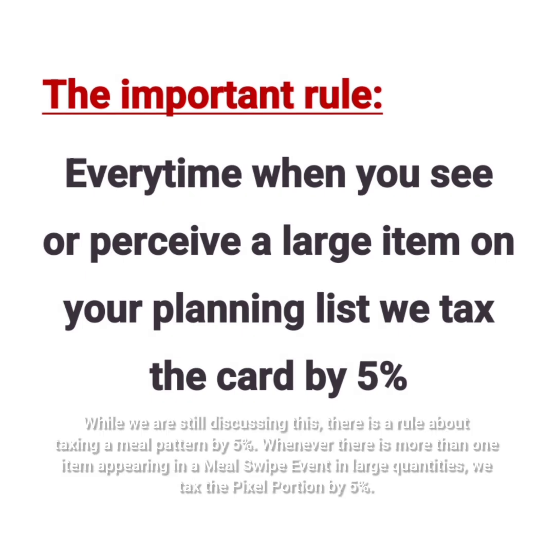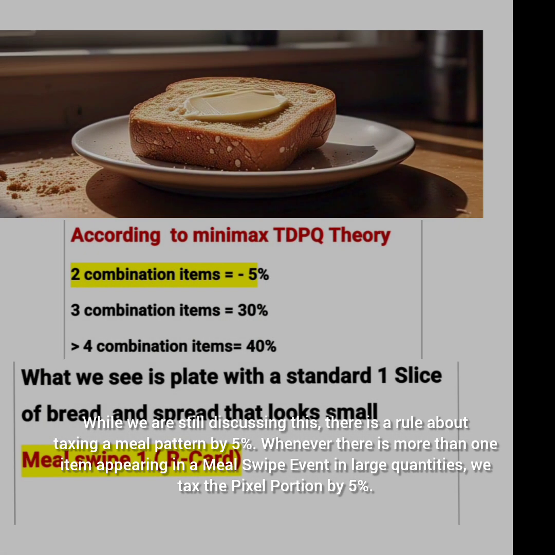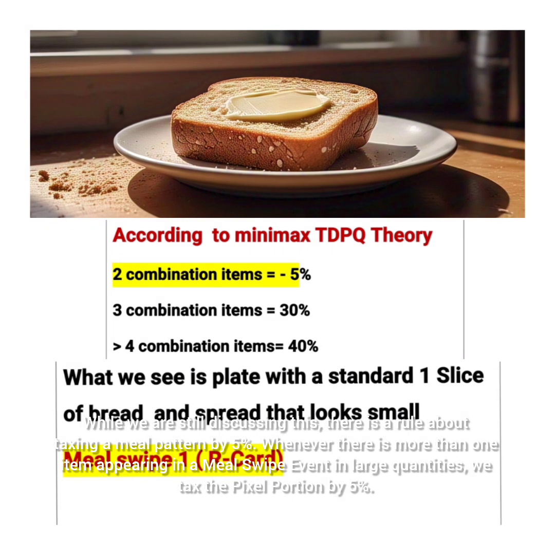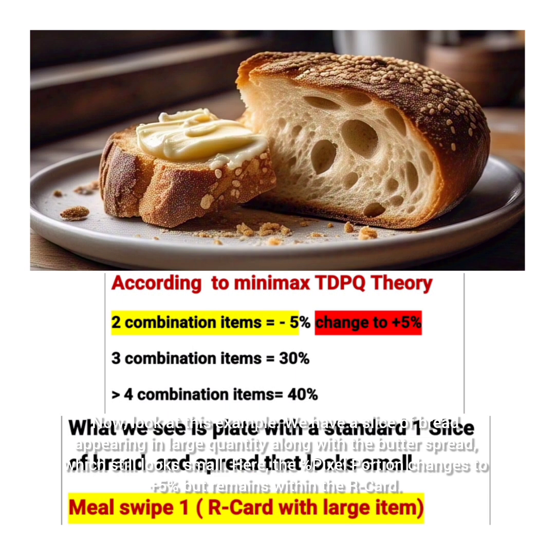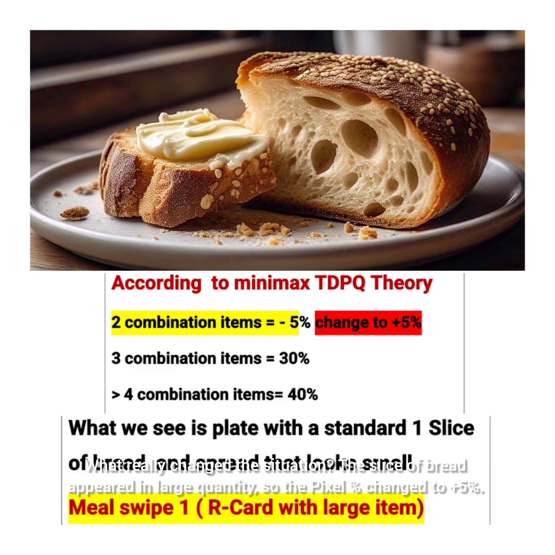While we are still discussing this, there is a rule about taxing a meal pattern by 5%. Whenever there is more than one item appearing in a meal swipe event in large quantities, we tax the pixel portion by 5%. In this example, the percent pixel portion is -5% at the R card, and there is no tax. Now, look at this example. We have a slice of bread appearing in large quantity along with the butter spread, which still looks small. Here, the percent pixel portion changes to +5% but remains within the R card. What really changed the situation? The slice of bread appeared in large quantity, so the pixel percent changed to +5%.